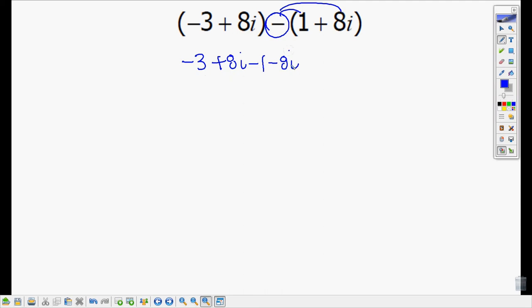Now I'm ready to combine like terms. So I'm going to have a negative 3 and a negative 1 is a negative 4. And a positive 8i and a negative 8i goes to 0. So my answer is just a negative 4. Okay?